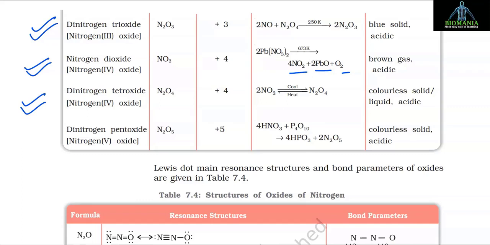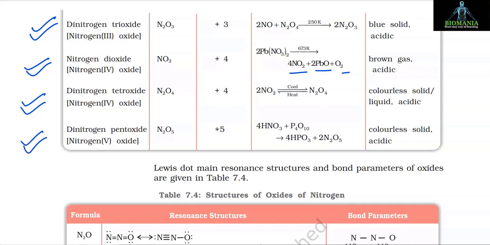Next one is dinitrogen tetroxide. Its formula is N2O4 and oxidation state is +4, and its preparation method is 2NO2. On cooling, it forms N2O4, and it is a reversible reaction. That means on heating it forms 2NO2 again, and it is a colorless solid and its nature is acidic.